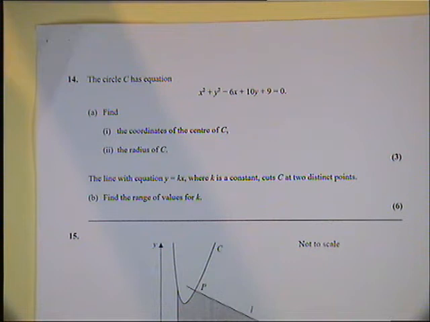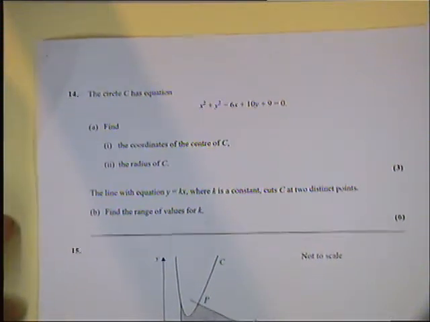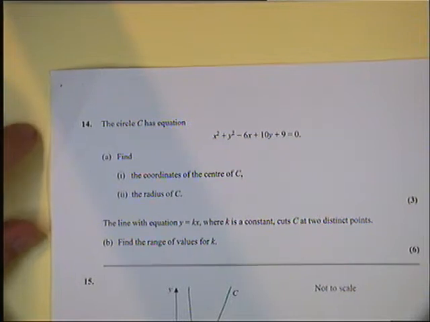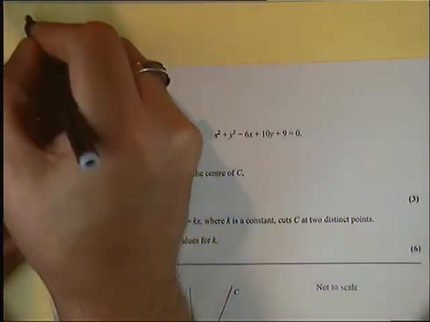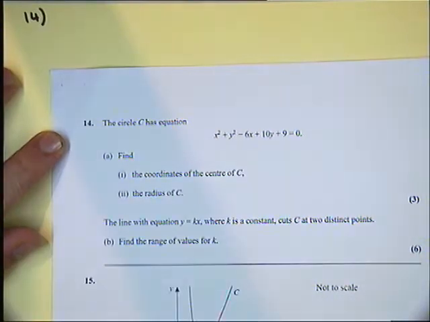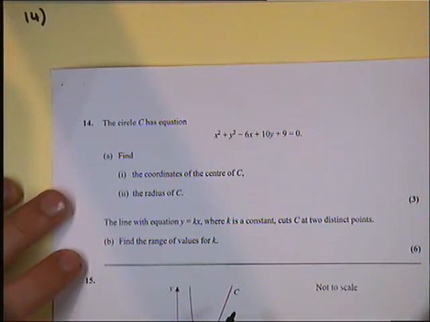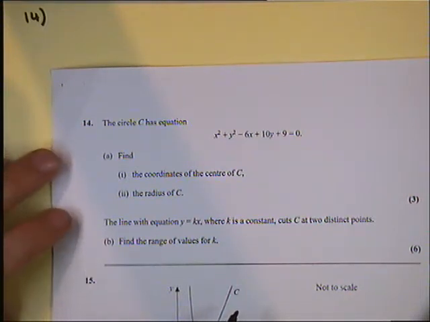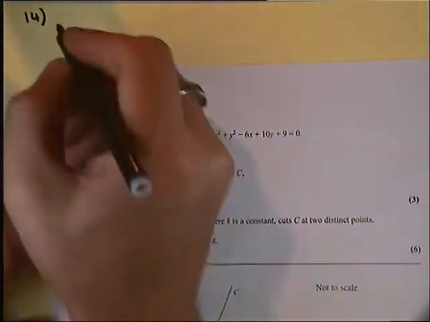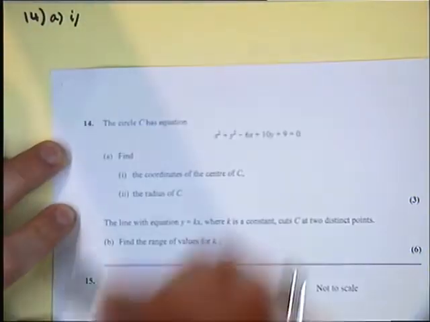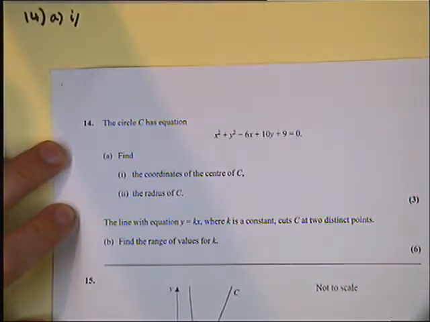Okay, in this video we will go through question 14 and 15 from the AS 2018 Edexcel paper. Question 14: the circle C has equation x squared plus y squared minus 6x plus 10y plus 9 equals 0. Find, part 1, the coordinates of the center of circle C, and 2, the radius of C.